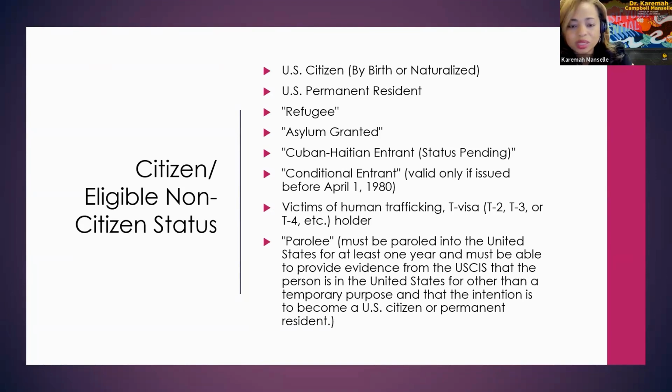So if a student has a refugee status, an asylee granted status, if the student is a Cuban Haitian entrant, could have a status pending on that particular one. A conditional entrant, victims of human trafficking that hold a T visa or a parolee, those are students who would qualify as eligible non-citizens for purposes of being eligible for federally funded student aid.